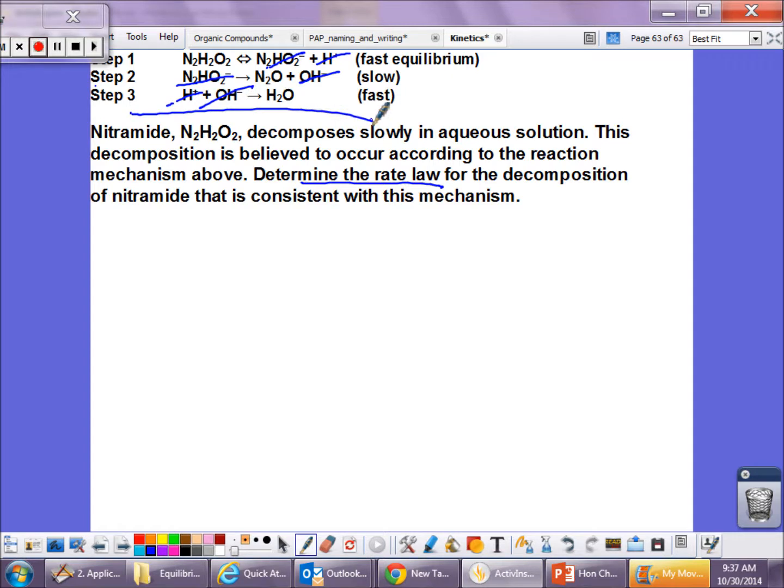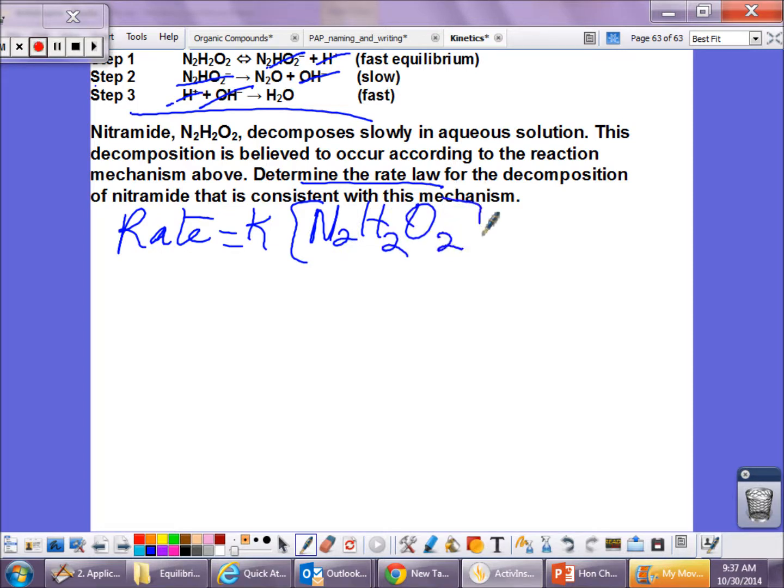Okay. So the only thing I really have left is my reactant. Rate equals the rate constant times N2H2O2. Okay, so this is the rate law. Alright, so we are done with the kinetics.